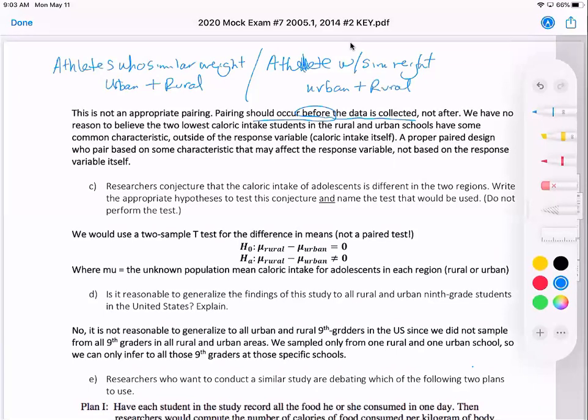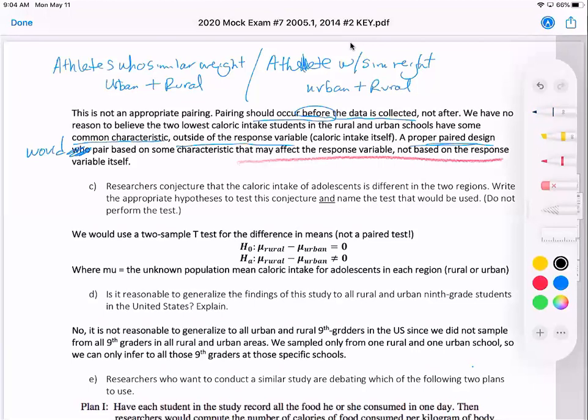We have no reason to believe that the 2 lowest caloric intake students in the urban and rural schools have some common characteristic other than that they have low caloric intake, but that's the thing that we're measuring. So that's outside the response variable. A proper paired design would pair based on some characteristic that may affect the response variable, not the response variable itself. And that's kind of a nice summary of the idea of pairing.